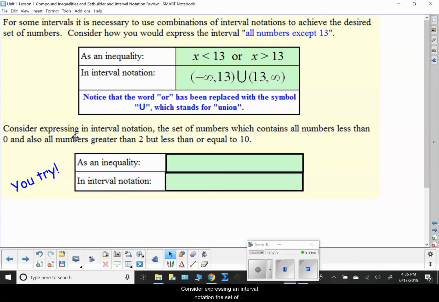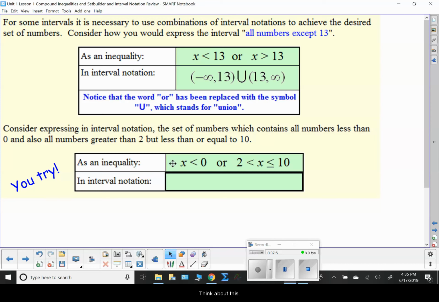Okay? Consider expressing in interval notation the set of numbers which contain all numbers less than 0 and also all numbers greater than 2 but less than or equal to 10. As an inequality, you should be able to do x is less than 0 or 2 less than x less than or equal to 10.